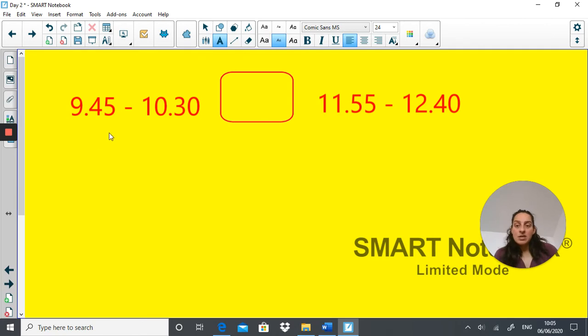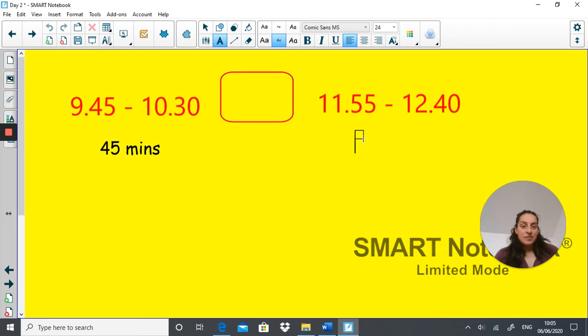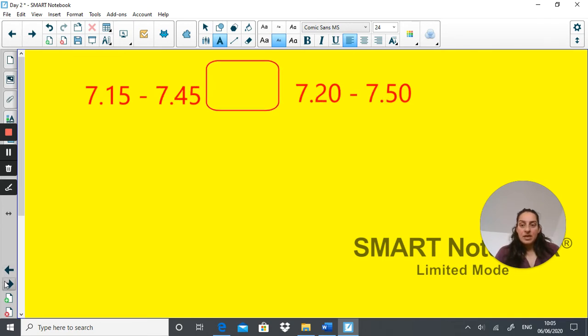The time elapsed between 9:45 and 10:30 is 45 minutes. The time that elapses between 11:55 and 12:40 is also 45 minutes. The sign that needs to go in here is the equal sign. You got that right. Well done. Good job. Now, let's try this example here. Off you go.